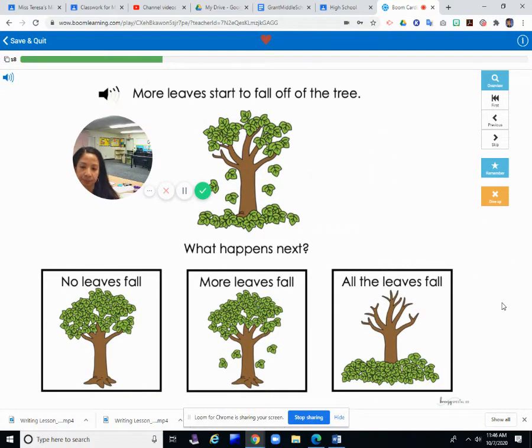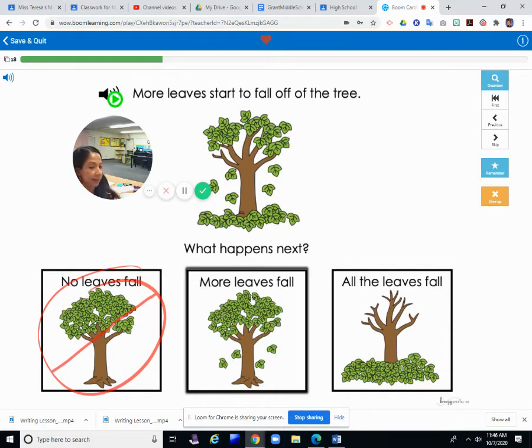More leaves start to fall off the tree. What happens next? What do you think happens next? No leaves fall? More leaves fall, or all of the leaves fall off? Let's see, how about no leaves fall?